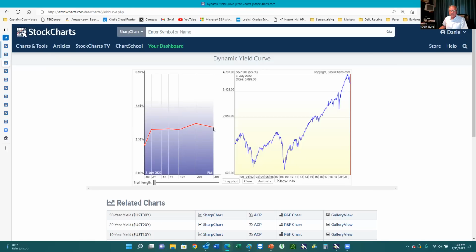So a real yield curve inversion means that all of these have to be inverted, not just the 10 and the 2. Now, the 10 and the 2 might be an indication that we're headed that direction. But technically or officially, it is not actually inverted. Interesting. Very cool.